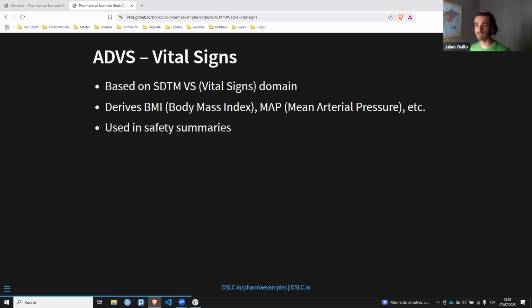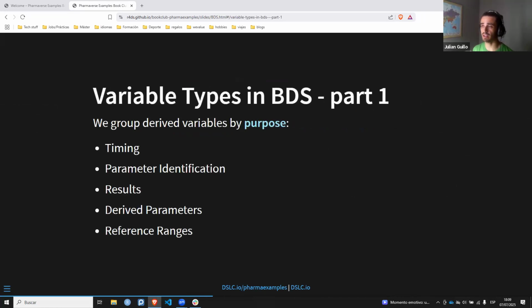Then we have the vital signs data set, which is based on the SDTM vital signs domain. And here we derive things like the body mass index, the mean arterial pressure, or other similar vital signs. And this one is used when we're creating safety summaries. Okay, so there are many different variables in BDS.